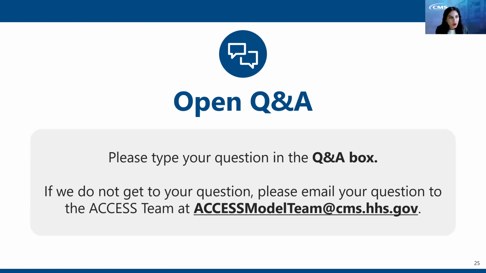There's one question, how will PCPs and clinicians find out about the ACCESS model? We are hoping that this is one avenue to learn more. We also will be sharing information across a couple of other platforms, which may include the Medicare Learning Network, among others. So more to come on that. We hope to continue to engage as well with stakeholder groups to continue to spread awareness on ACCESS.